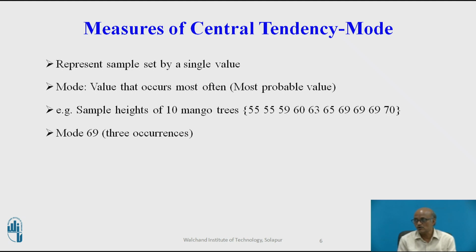Three times it is occurring. So the mode of that particular data set is 69. That is the meaning of mode. Now after that, we'll go to the next slide. In the next slide we'll have one question.